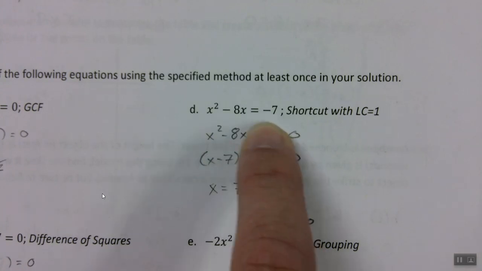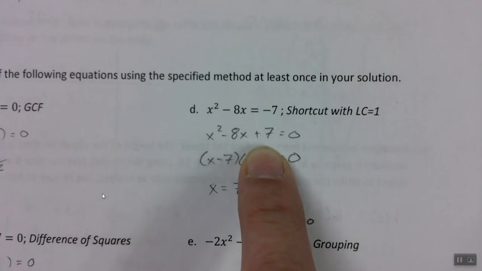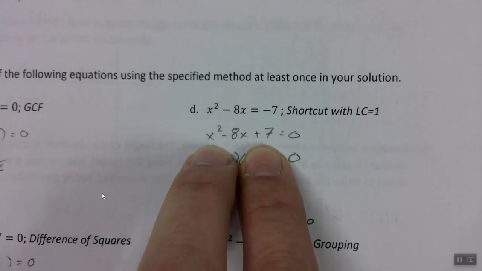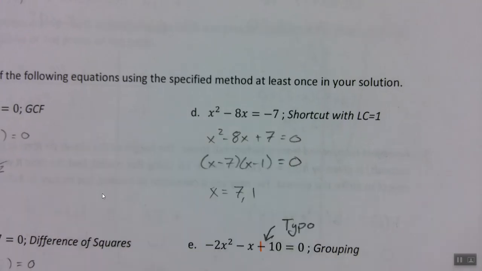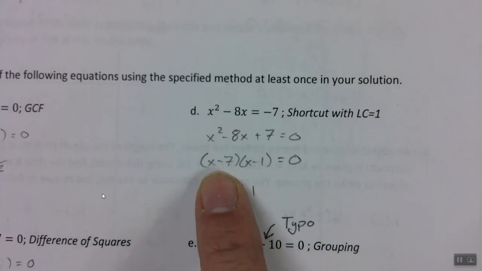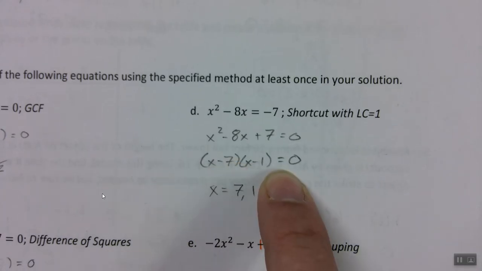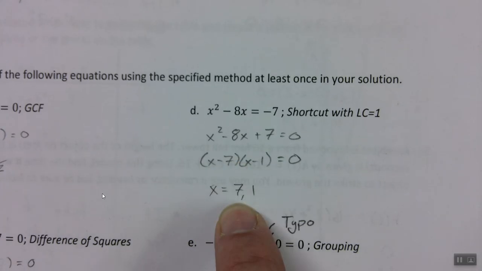Factors of, we have to add 7 first, but we add 7, and now we're looking for factors of 7 that add up to -8. What could those be? -7 and -1, and there they are. We set each factor equal to 0 as they're multiplied, and we get 7 and 1.